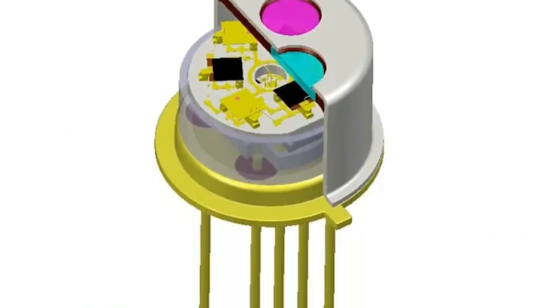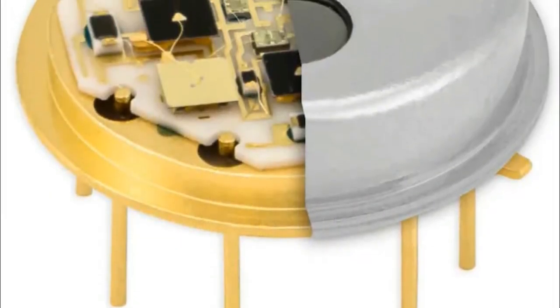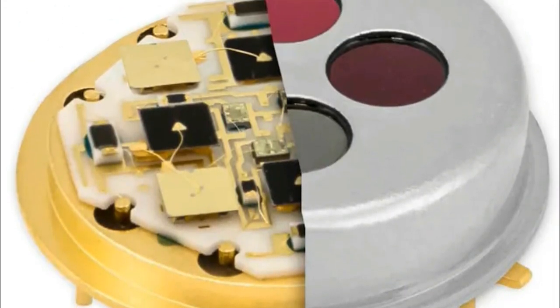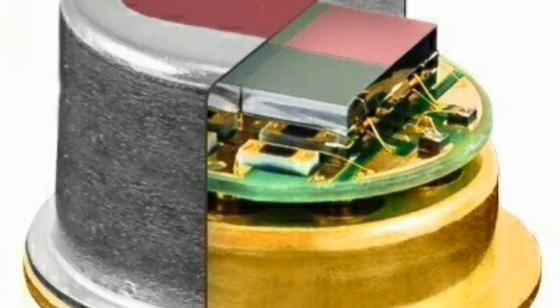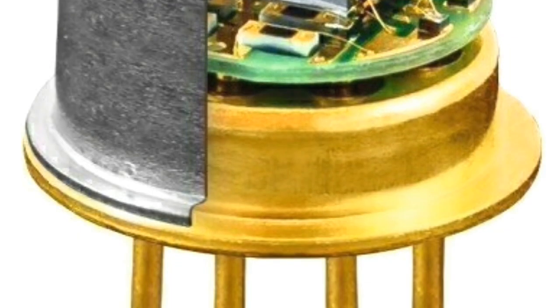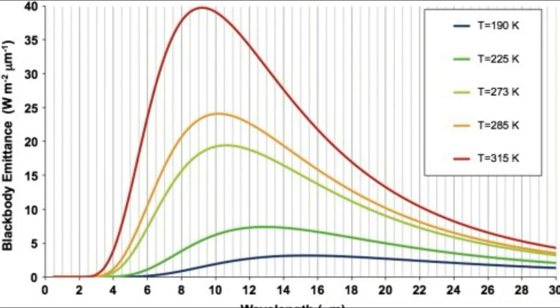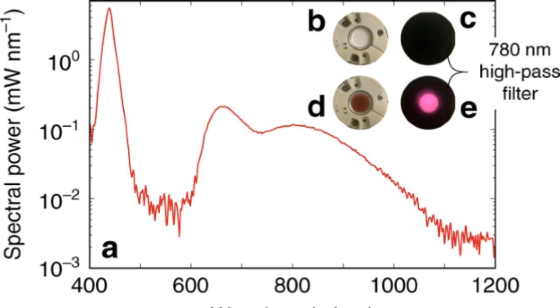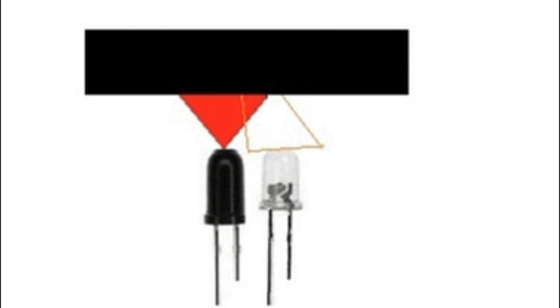Sensitivity of the detector. The sensitivity of the detector in the sensor plays a significant role in determining its distance range. Sensors with more sensitive detectors can detect objects at greater distances. Strength of the emitted radiation. The power of the emitted radiation also affects the sensor's distance range. Sensors that emit stronger radiation can detect objects at greater distances.